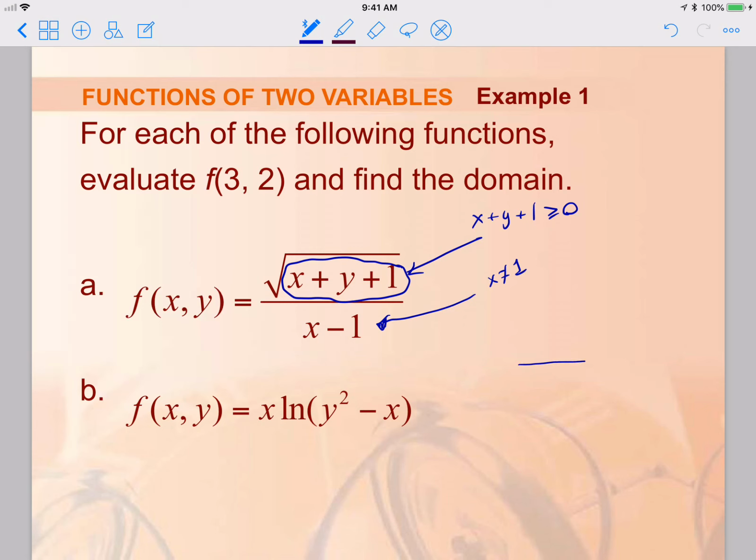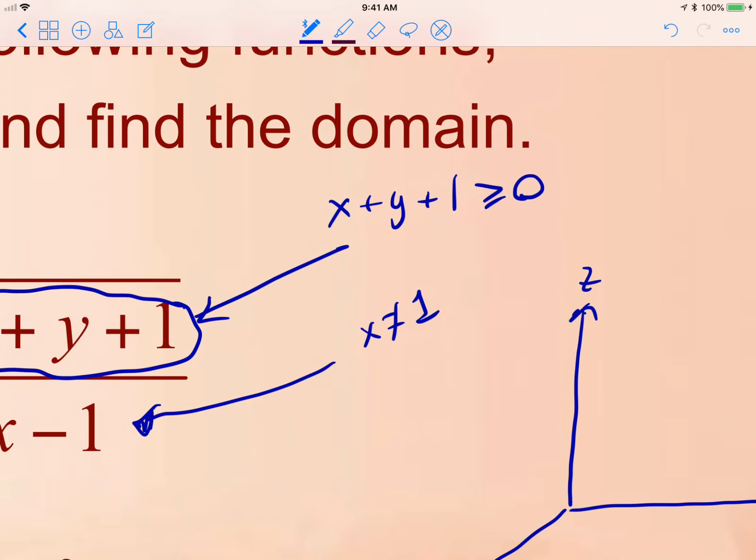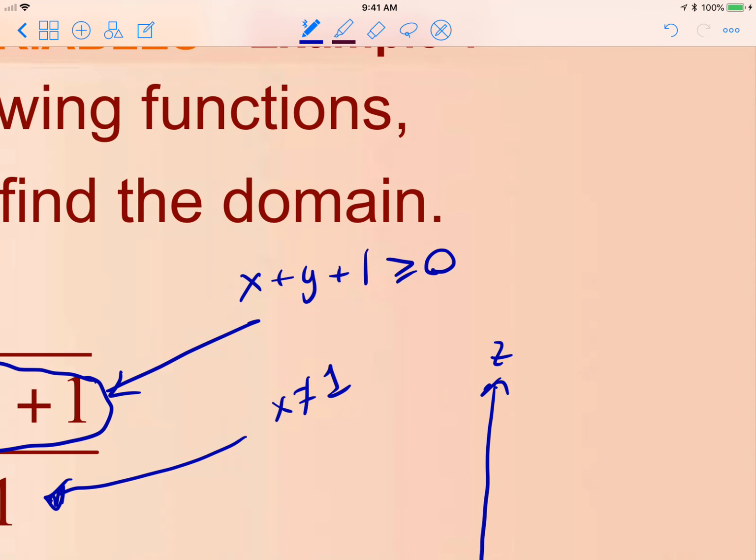So in terms of graphing this, remember, so let's see here. If we were to graph this, here's x, here's y, and here's z. So let's zoom in. Now, how do I graph x plus y plus 1 greater than or equal to 0? So I need y is greater than or equal to negative x minus 1. Right, so all I did was solve for y.